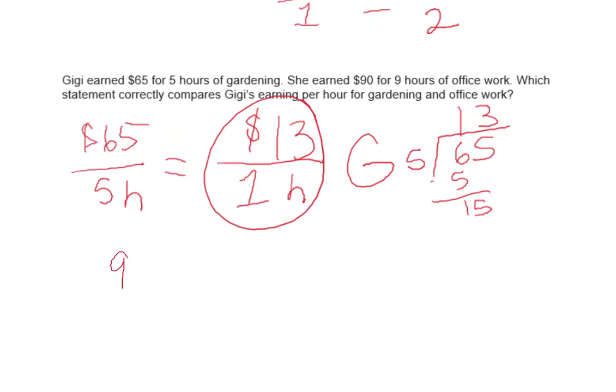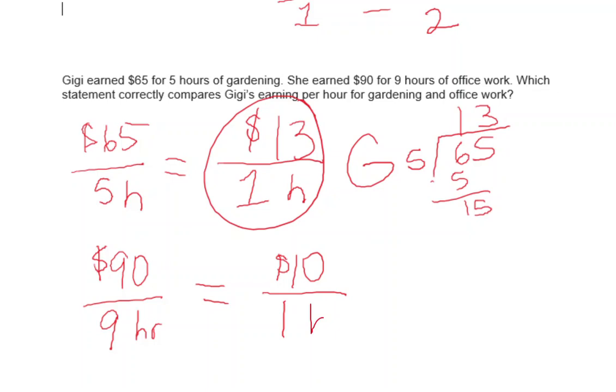Then she earned $90 for 9 hours of office work. 90 divided by 9 is 10, so that's $10 per 1 hour, and that was for office work. So we can see that she earned $3 more for gardening than she did for office work, or she earned $3 less for office work than she did for gardening.